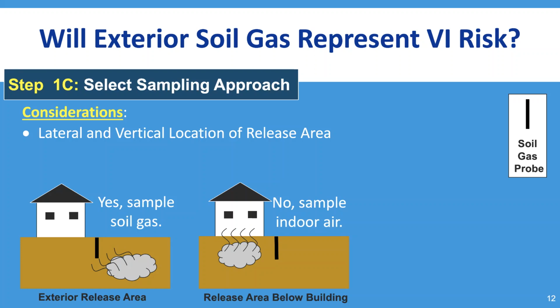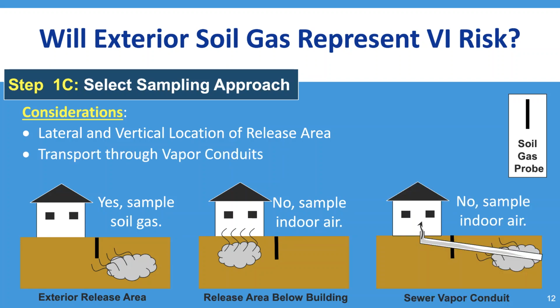To answer this question, we need to consider the lateral and vertical location of the release area with respect to a building. In the first diagram on the left, the release area is outside the building footprint here. Therefore, sampling at the exterior soil gas probe here should give a good estimate of the VI risk. Conversely, looking at the diagram to the right, the release area is directly below the building here. In this scenario, samples from the exterior soil gas probe would underestimate the VI risk. Therefore, indoor air sampling is needed here.